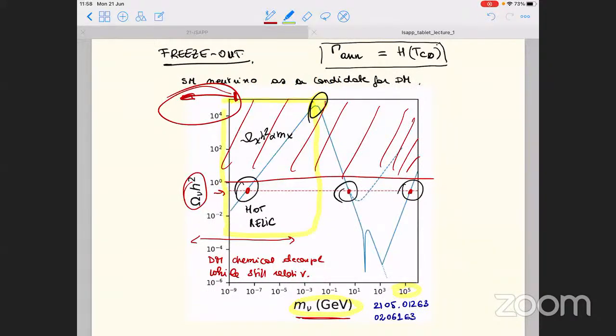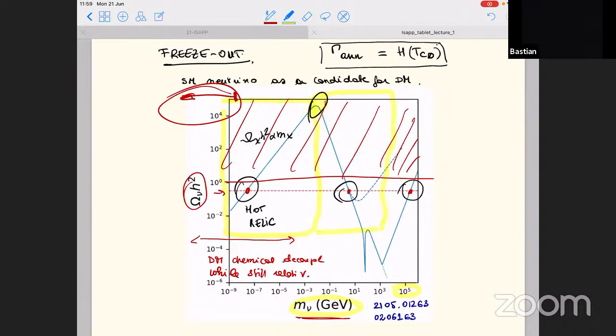And essentially when I cannot assume anymore that my particle goes through chemical decoupling while it's still relativistic, I enter into this part of the story.